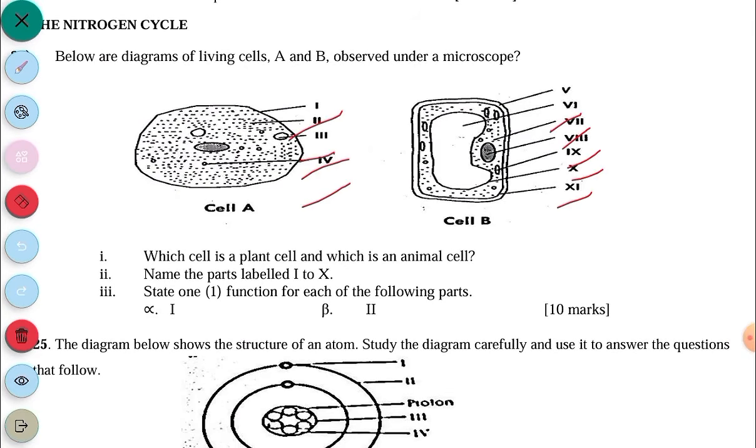State one function of each of the following parts. So I serves as a semi-permeable membrane which allows some materials and does not allow certain materials to enter. So it gives a cell its shape. Then II, cytoplasm, this is the home of all the organelles.